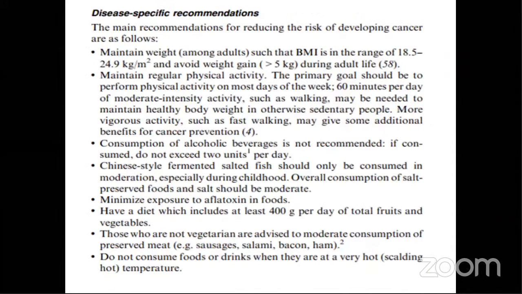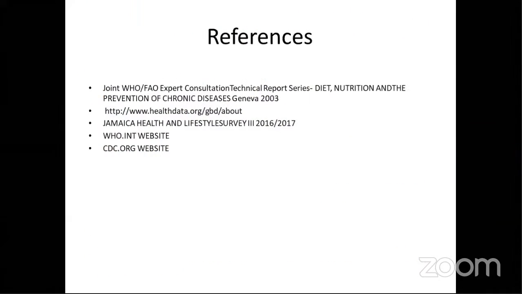And of course, having your weight reduced within the normal body weight, the normal BMI. And then if you increase your intake of fruits and vegetables to more than 400 grams for the day, you reduce your risk of certain cancers. If you reduce your intake of salted fish and preserved foods and have salt in moderation, it reduces your risk of certain cancers if you reduce your intake of those high salt foods.